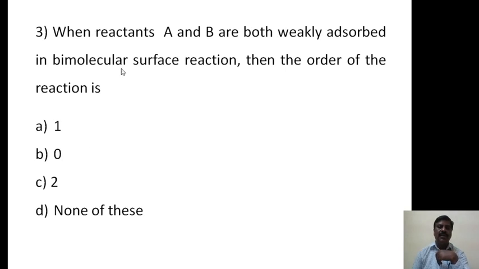Third question: when the reactants A and B are both weakly absorbed in a bimolecular reaction, then the order of the reaction is: A option, 1; B option, 0; C option, 2; and D option, none of these. I will give just 10 seconds for you. You have to answer.